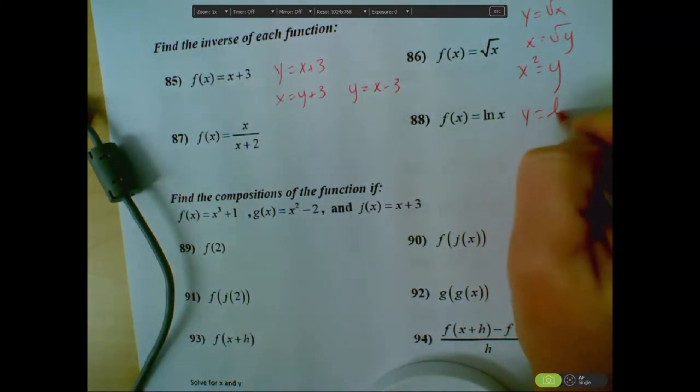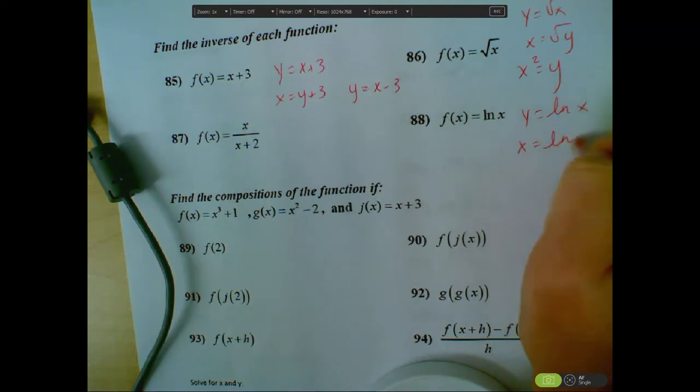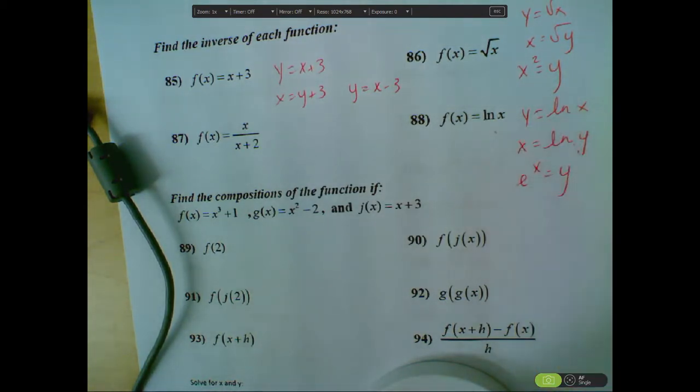Here, y equals ln of x, so x equals ln of y. To get y by itself, I'm going to go e to the x equals y. Because remember, this means log base e, so base to the answer equals the number.